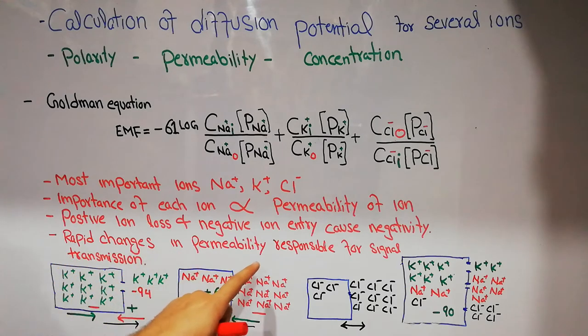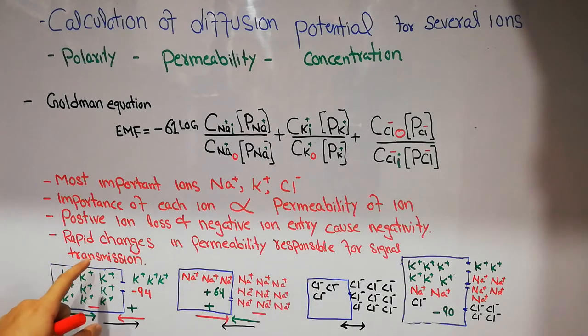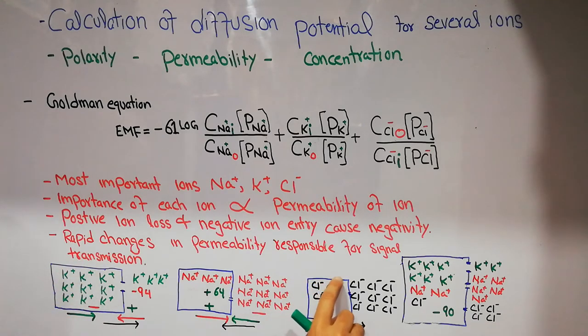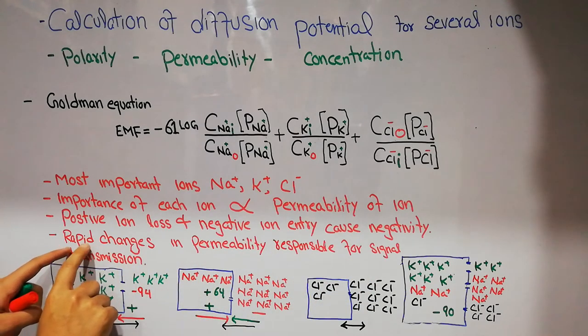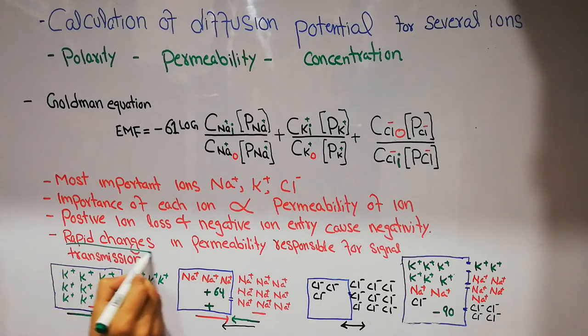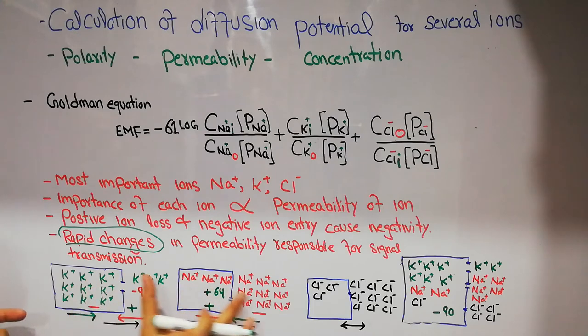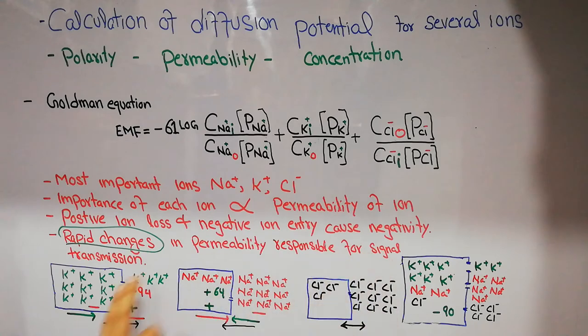Then the rapid changes in permeability are basically responsible for signal transmission. As we know, the importance of the membrane potential is to transfer signals from the brain through the neurons to the muscles, and similarly to transfer signals in the muscles from one region to another. That signal transmission will be more dependent on the rapid changes. So the ions which have more permeability and will be rapidly changing their concentration will contribute more towards the signal transmission. Now let's consider how the Goldman equation will calculate the membrane potential.